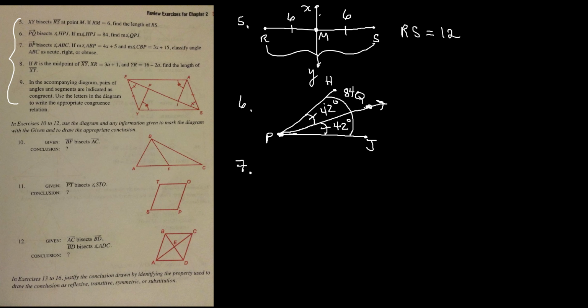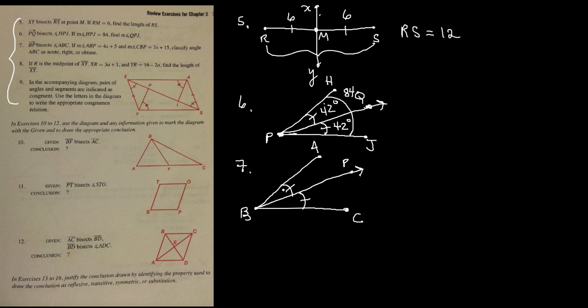All right, 7. Same idea. BP bisects ABC. So let's just make ABC. We don't know if it's going to be acute or obtuse, so I tend to make mine all the same. So this is A, B, C, and ray BP bisects it. So if a ray is going to bisect an angle, it means it's going to divide the angle into 2 equal or congruent parts. You can interchange equals and congruent.